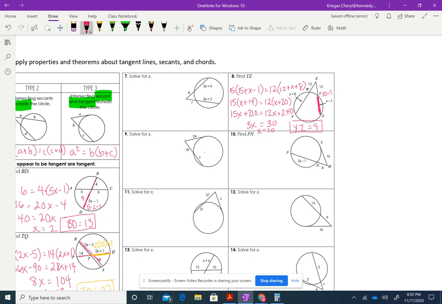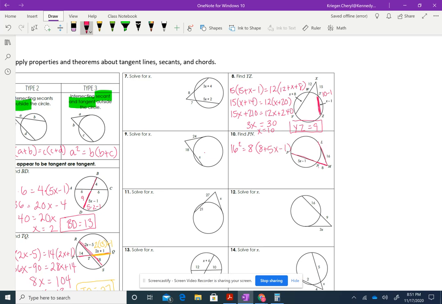Number 10. All right, so finally we're given something different. Hopefully you guys can see that PM is a secant, where LM is tangent. So we're using type 3, and the formula is a squared equals b times b plus c. So a squared would relate to my tangent. So that would be 16 squared equals, okay, and b is my outside portion of the secant, 8 times 8 plus 5x minus 1.